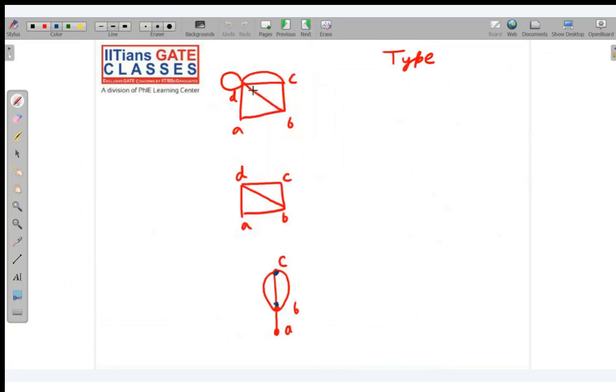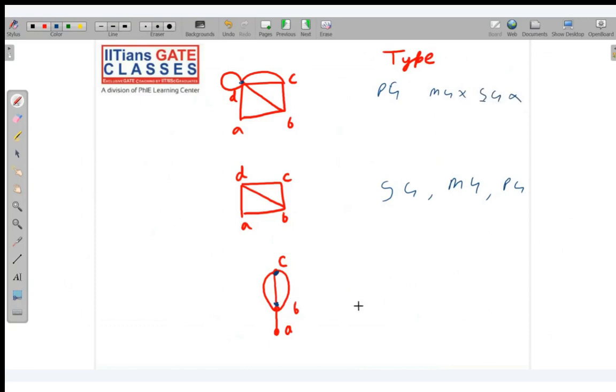So now please tell me the types. So this is, say, a self loop is there. Yeah, very good. Pseudograph. This is simple graph, sir. Yes, simple graph. So since it is a simple graph, you should say it is multigraph also, and it is pseudograph also. Yeah. So this is pseudograph, and it is not a multigraph, and it is not a simple graph.